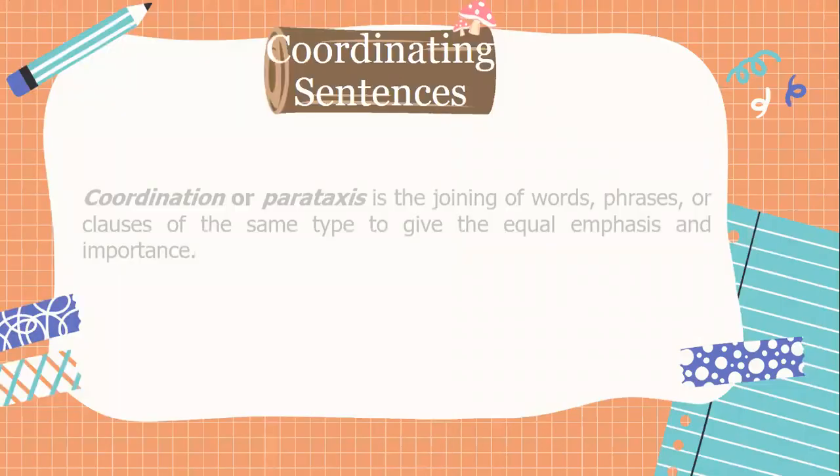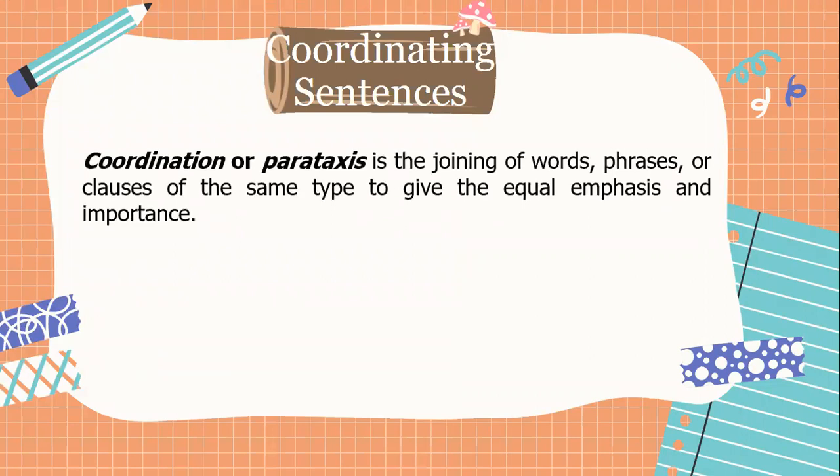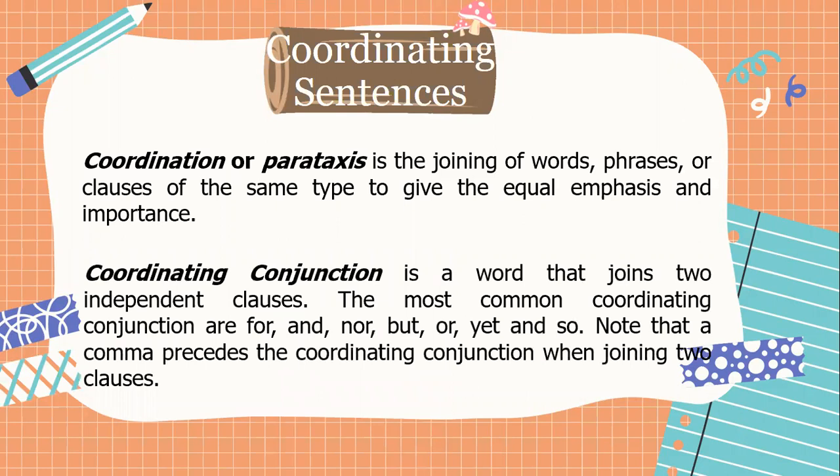Let's go to the coordinating sentences. Coordination, or parataxis, is the joining of words, phrases, or clauses of the same type to give equal emphasis and importance. A coordinating conjunction is a word that joins two independent clauses. The most common coordinating conjunctions are for, and, nor, but, or, yet, and so. Note that a comma precedes the coordinating conjunction when joining two clauses.